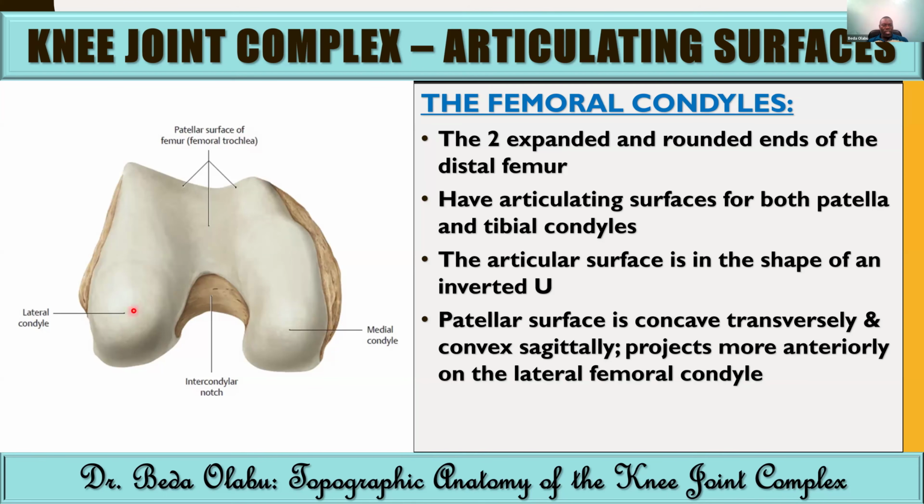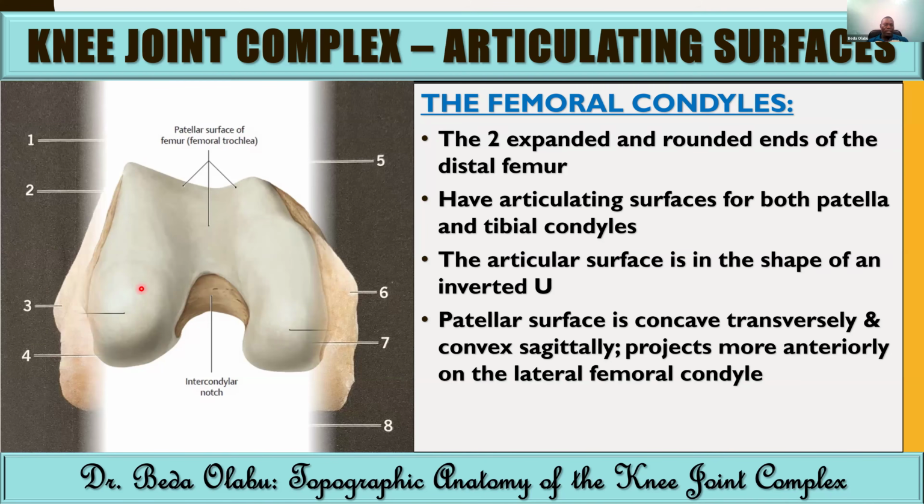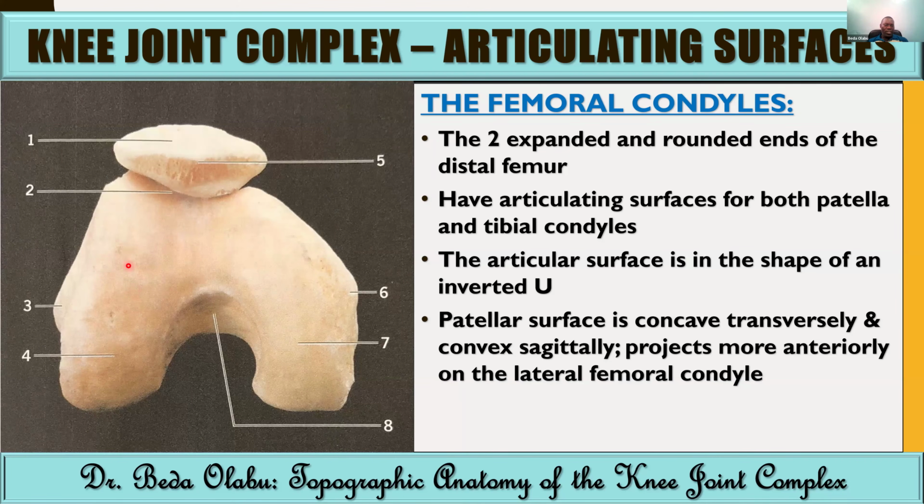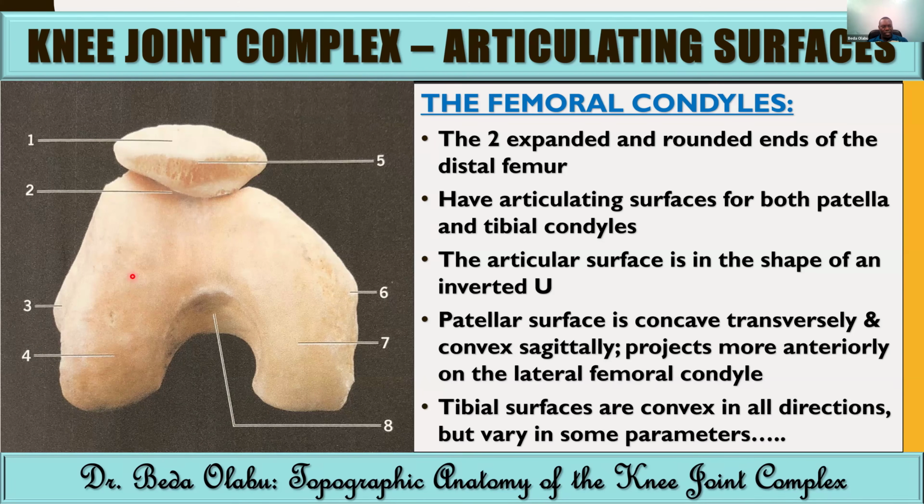These are the parts that articulate with the proximal tibia. So again, we just call them the medial condyle and the lateral condyle. So again, this is the lateral condyle and that's the medial condyle. The tibial surfaces are convex on either direction. So they're convex this way as well as that way. Even this one is convex this way as well as that way.